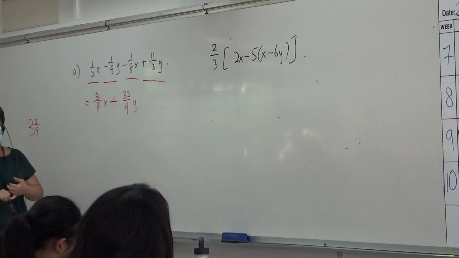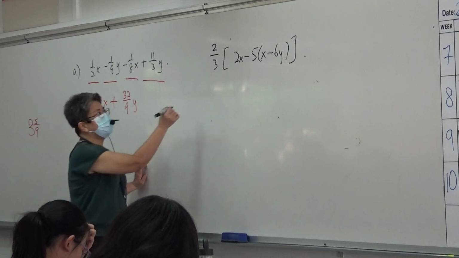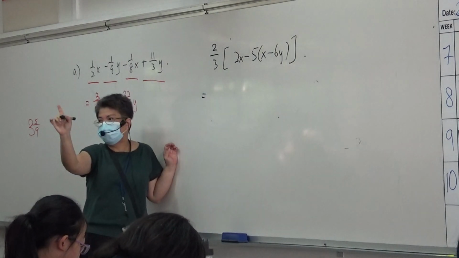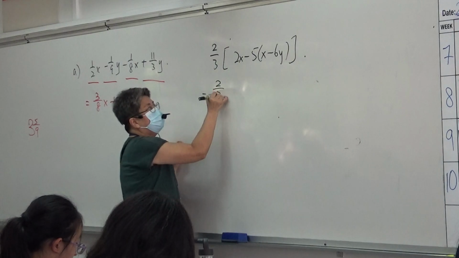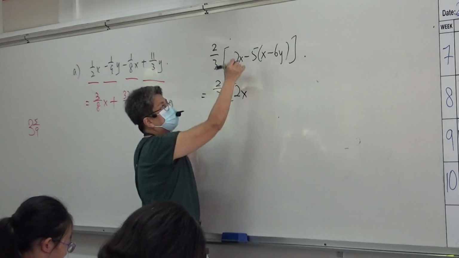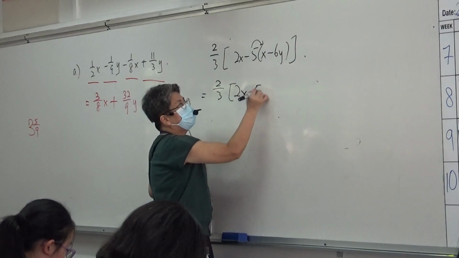But I told you, you don't want to do everything at the same time. What we do is this. Focus, focus. Don't talk about it. Over there. 2 over 3 bracket, 2x. Now, focus, what is this? Minus 5x. Then?